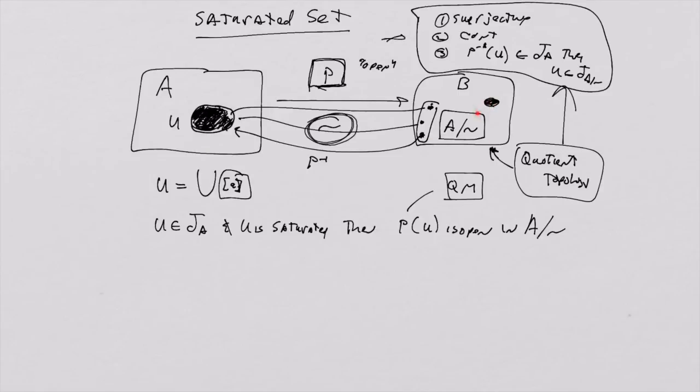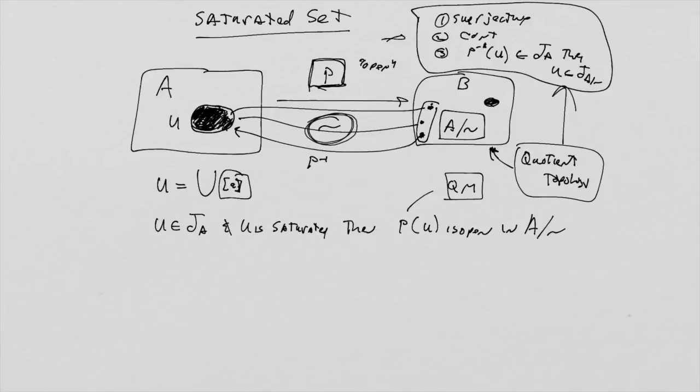If B is the quotient space, the mapping is the quotient mapping, and we assert the quotient topology on this. So there's a lot of conditions that have to be satisfied. But if that's the case, then if I have a saturated subset here, I will get an open set over here. All right, so that's really important.